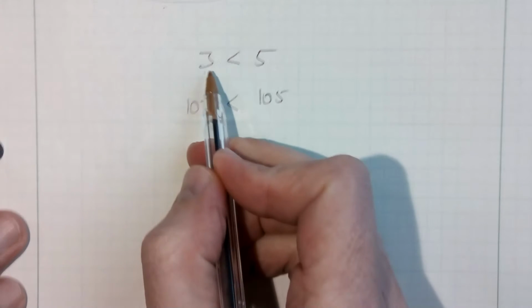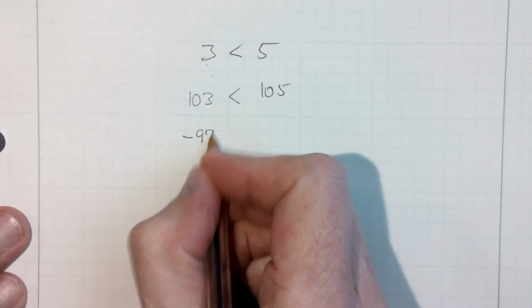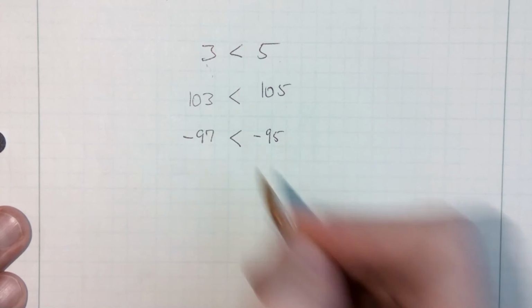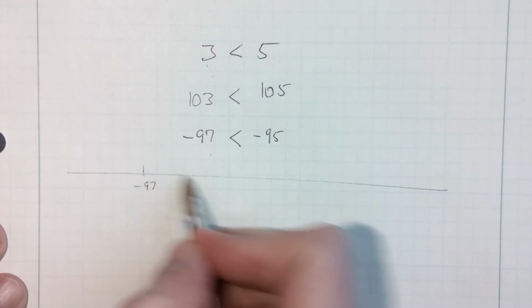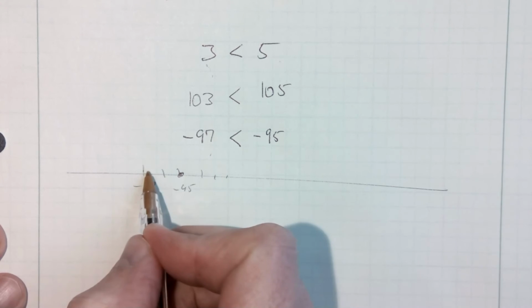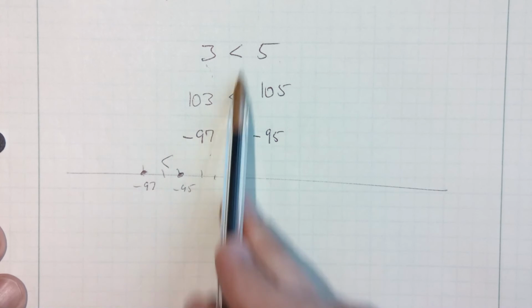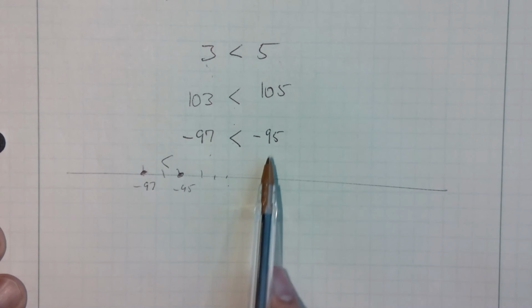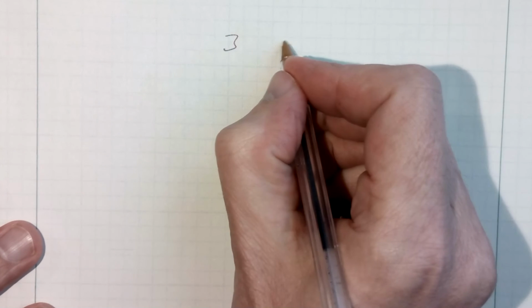If I subtract 100 from 3, I get negative 97, and I subtract 100 from 5 and get negative 95. Now think of a number line. On a number line, negative 97 is left of negative 95, which means it's less than. So adding or subtracting, the inequality symbol never changes. In other words, the left side will always be less than the right side, no matter what I add or subtract. But when it comes to multiplication, it depends on whether it's a positive or negative.